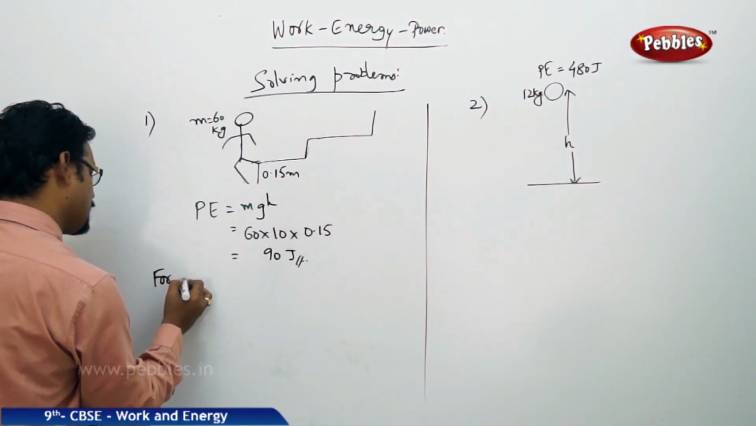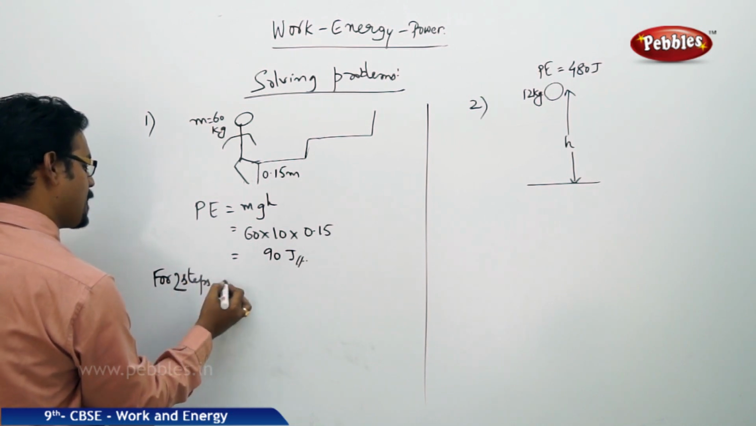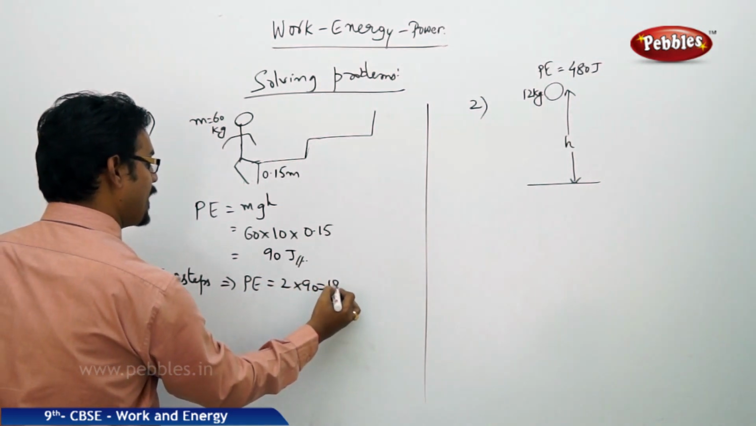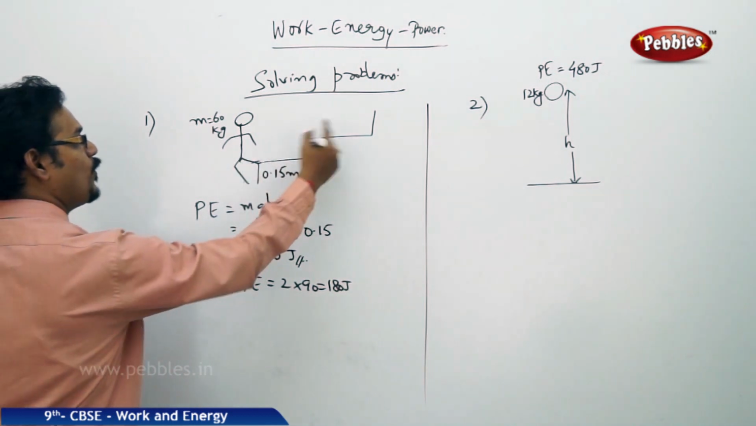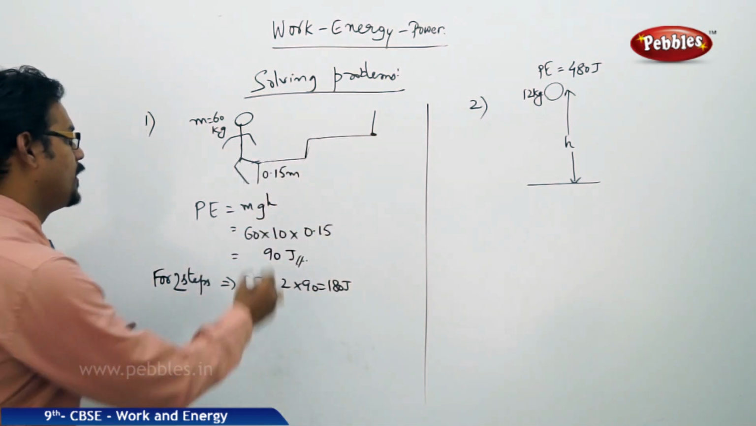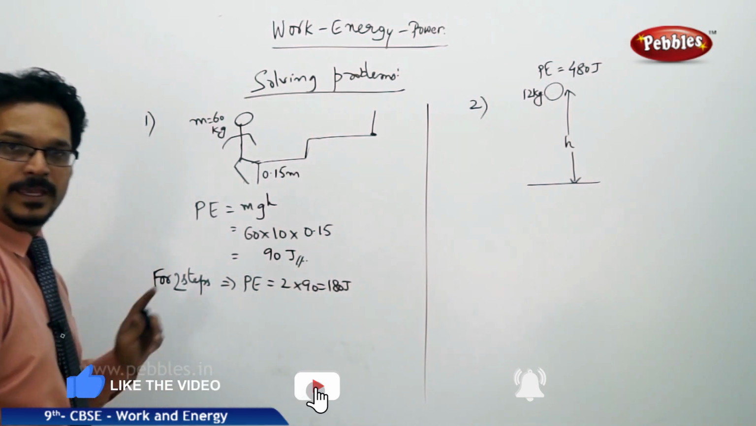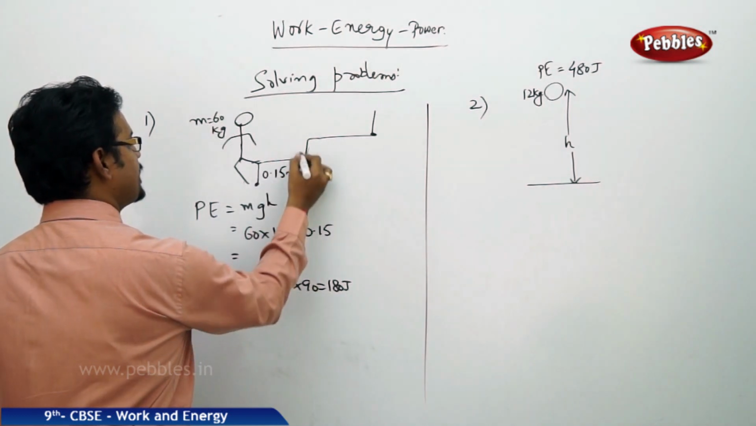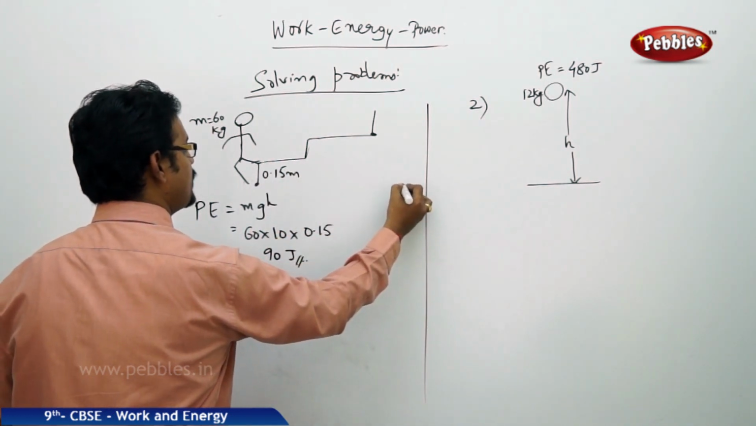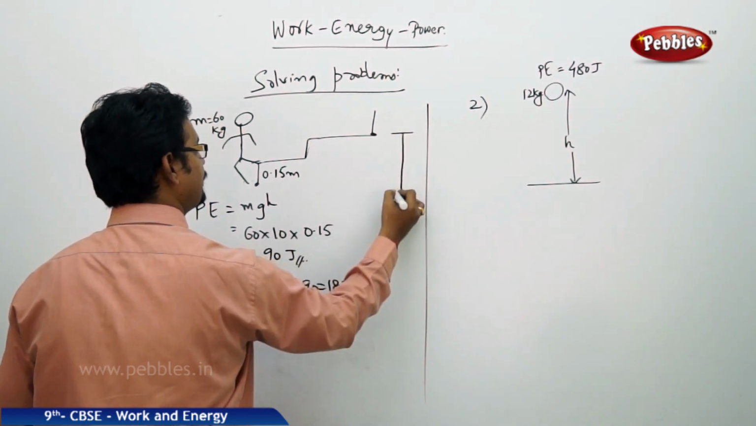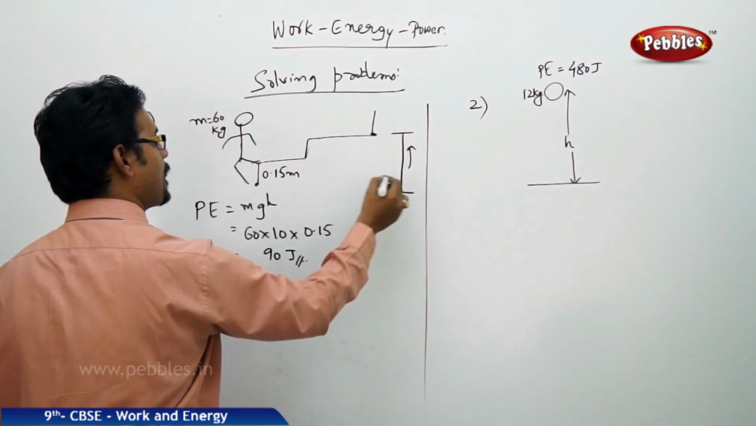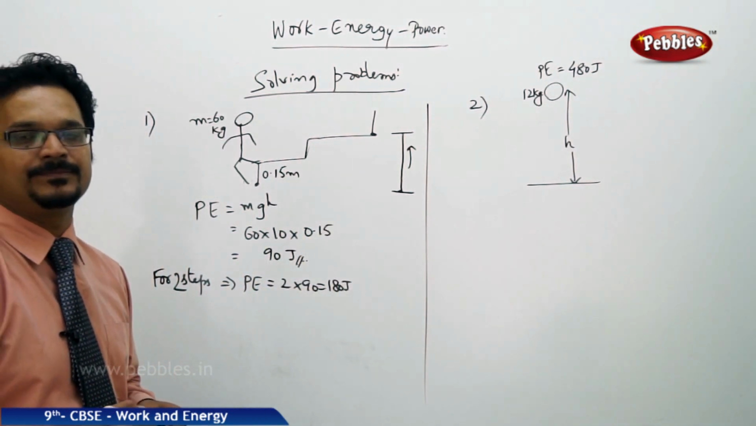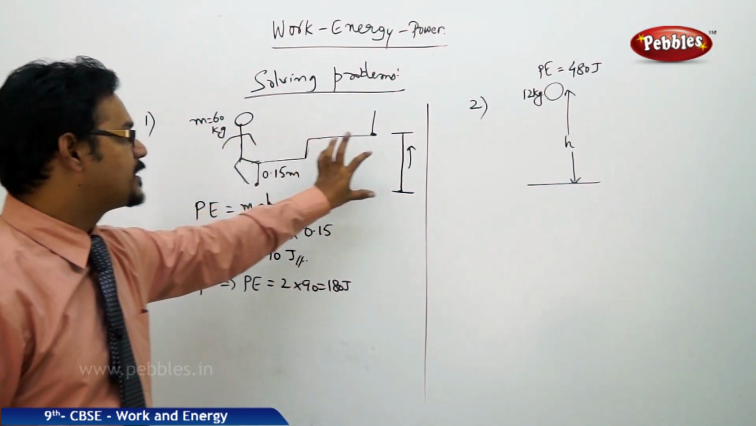But for two steps, potential energy equals 2 into 90, which is 180 joules. So he is consuming 180 joules to come from here to here. Okay, here one important thing I want to tell you. Suppose he is going upward in the steps, but in another case he went directly up till here. In both the cases, in which case do you have more potential energy? This case A or this case B?